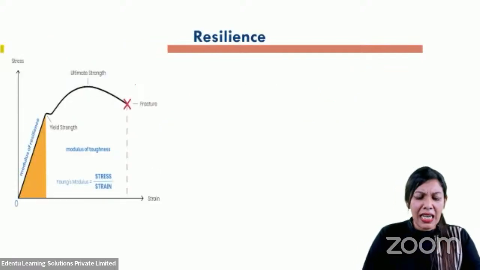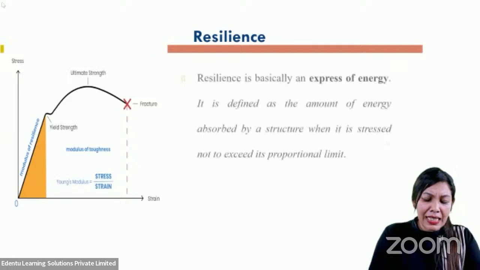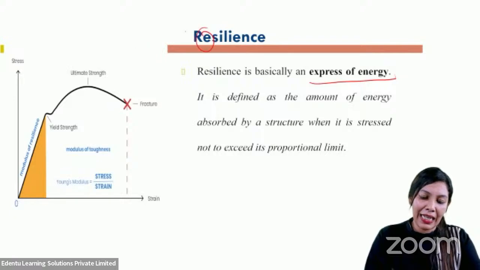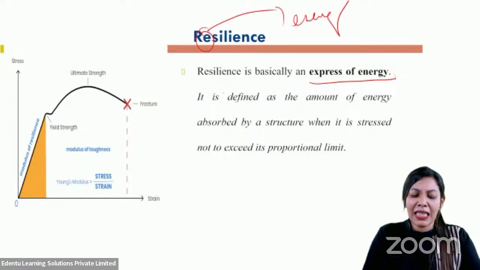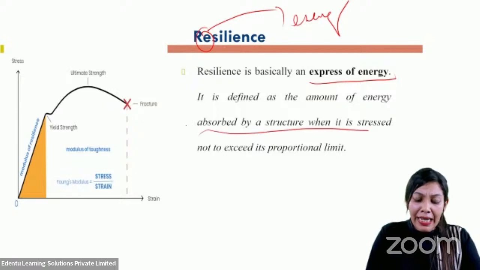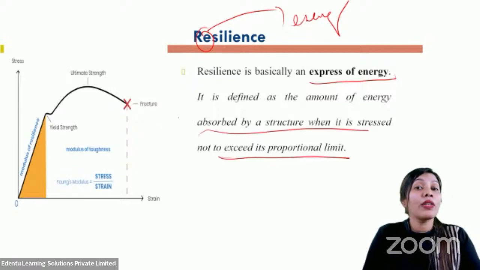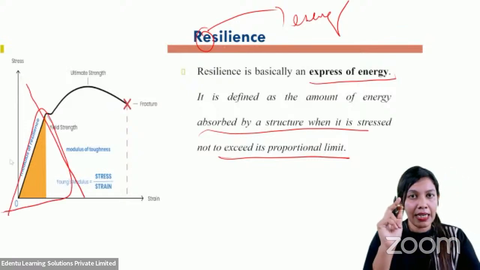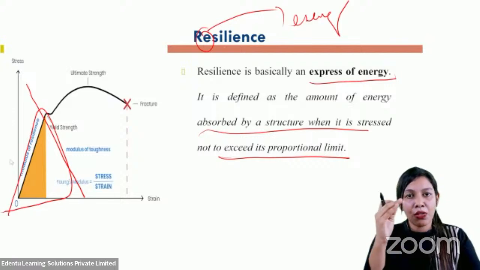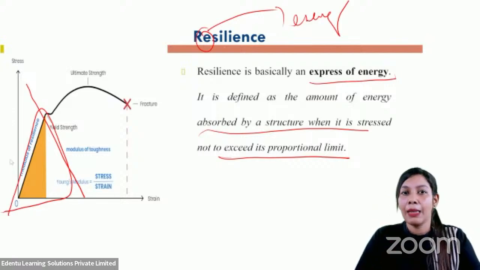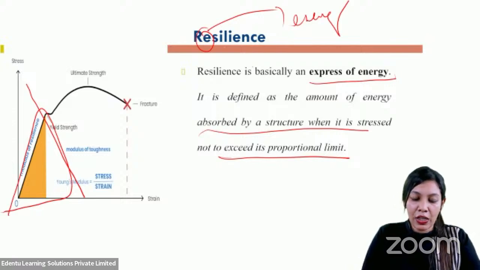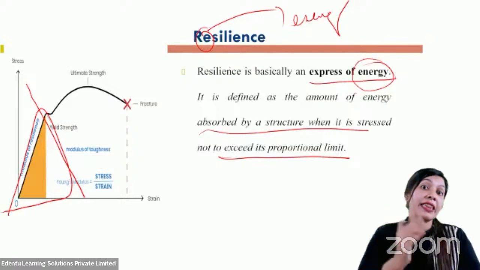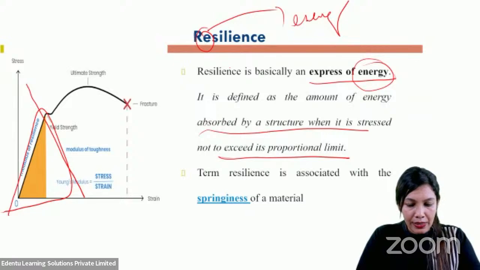What is resilience? As the name suggests, resilience means energy. You can memorize it like RE: energy. Resilience is basically the energy that is absorbed by a material when it is stressed not more than the proportional limit. That is why I said modulus of elasticity, resilience, Young's modulus, everything comes just below the proportional limit where the stress is directly proportional to strain. Resilience is the amount of energy the body absorbs when we apply a force within the proportional limit, right?